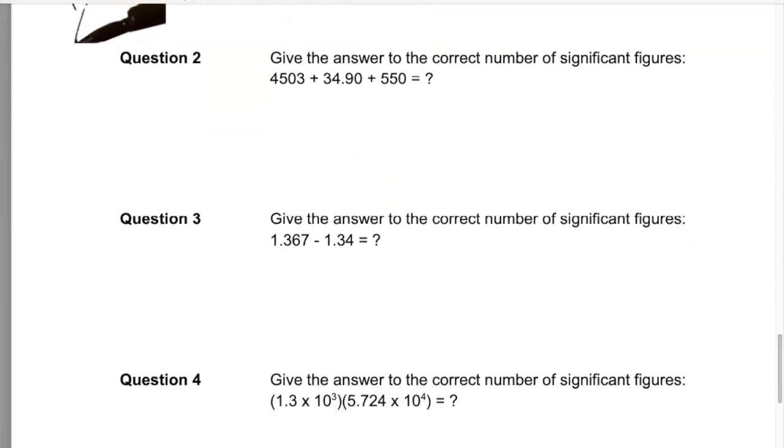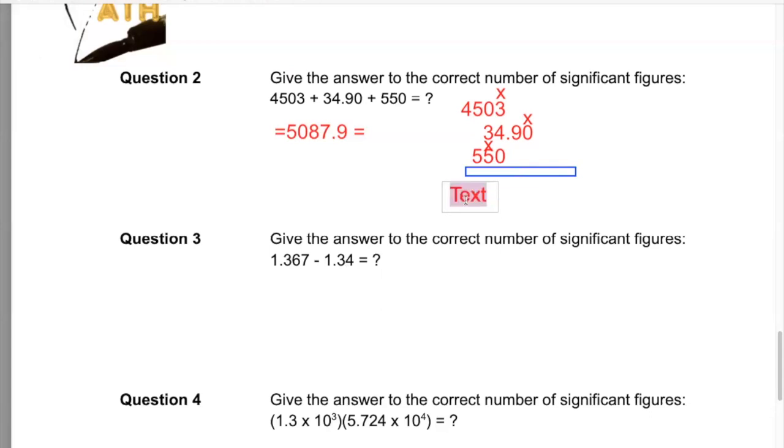Let's try these questions. Do the math first, and then because they're all additions, you're going to find the least decimal point. So that will be 550.55 right there. It'll make more sense if you do it vertically. So that will be 34.90, and then you have 550. That's the last digit. This is the last digit. And that's the last digit.